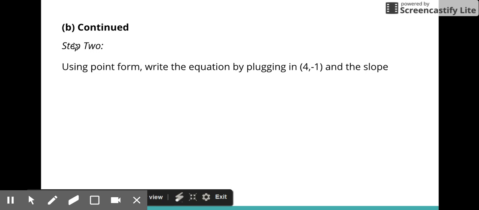So B continued. Step 2, using point-slope form, write the equation by plugging in 4, negative 1, and the slope, which we just found is 3.